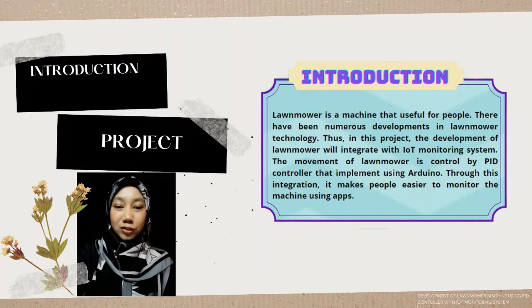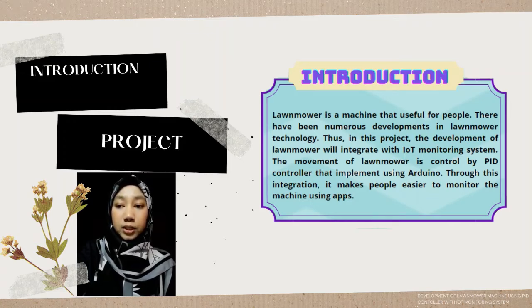A lawnmower is a machine that is useful for people. There have been numerous developments in lawnmower technology. Our world nowadays is going for Industrial Revolution 4.0. It is an environment in which virtual and physical production processes work together. One of the IR 4.0 technologies is the Internet of Things, IoT. IoT creates a connection between the physical and digital world.